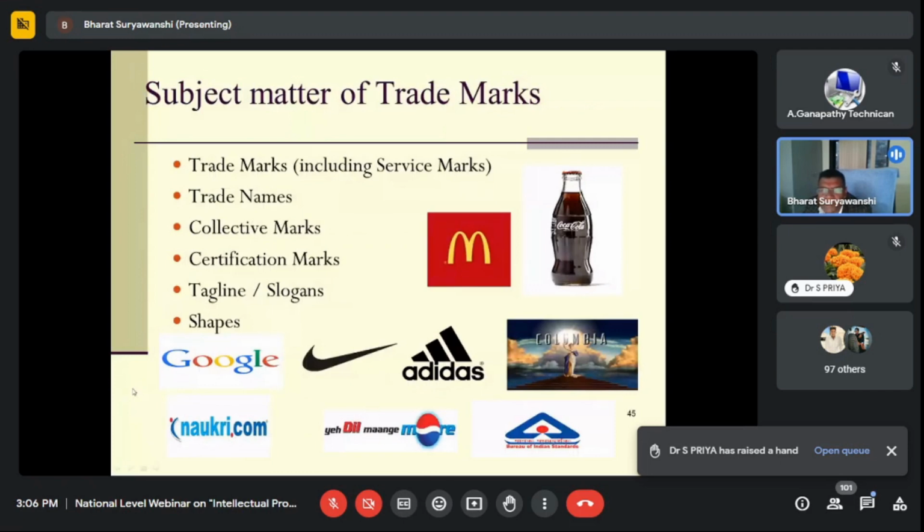There are different types of trademarks: collective marks, certification marks, taglines, slogans, shapes. Google, Adidas, McDonald's, Dil Mange More, Bureau of Indian Standards. All these are different kinds of trademarks.